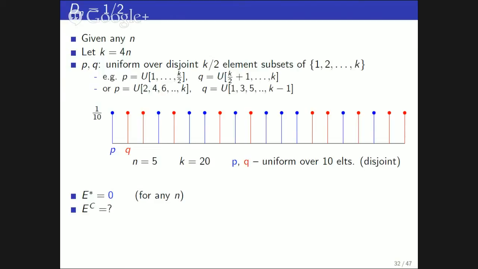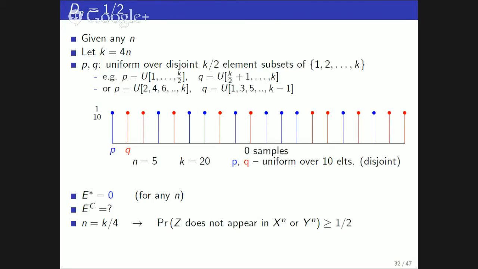On the other hand, what is E C? Let's say you try to come up with a classifier, but you don't know P and Q in advance. Observe that because we chose k to be 4 times n, n is k over 4. That means that the probability that z does not appear in anything that you have seen, in either the x training or the y training, is at least 1/2, right?